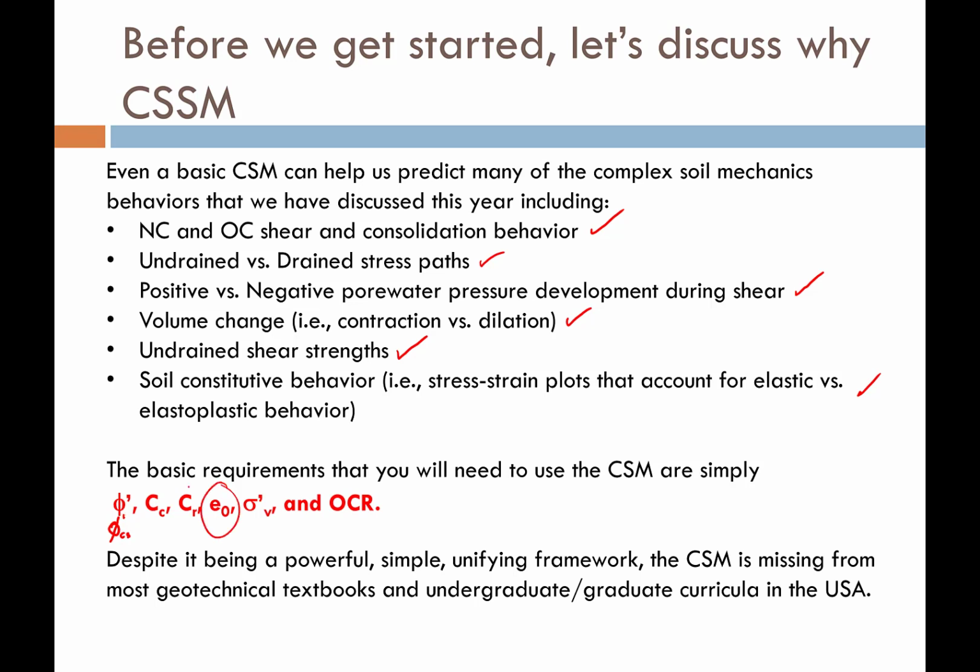We have the void ratio of the soil. We have the effective vertical stress of the soil and the soil's over-consolidation ratio. So that implies that you need to know the pre-consolidation stress, or I guess another way to write that is sigma prime P. So these are the terms you need to be able to build and use this basic critical state model.